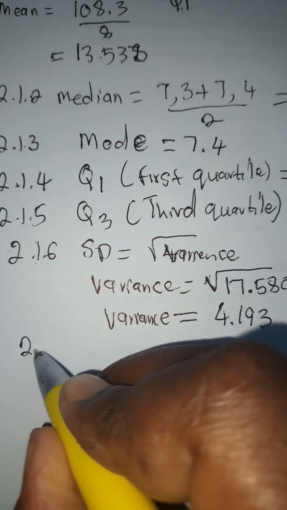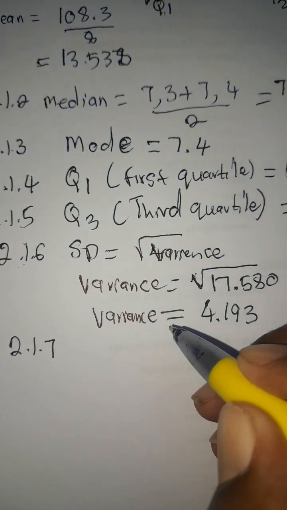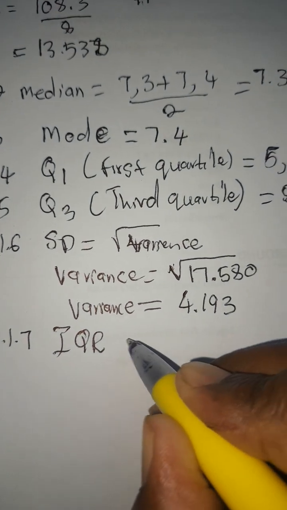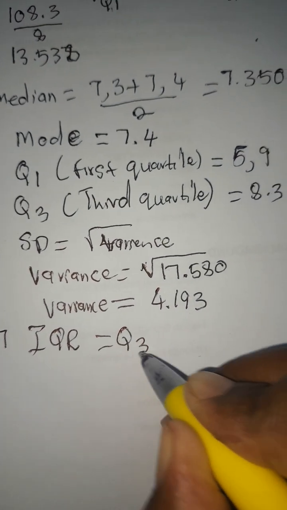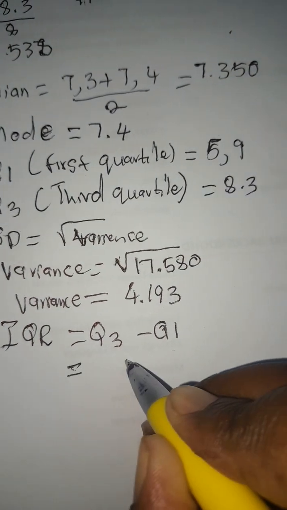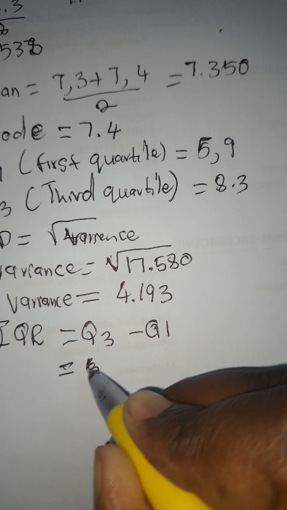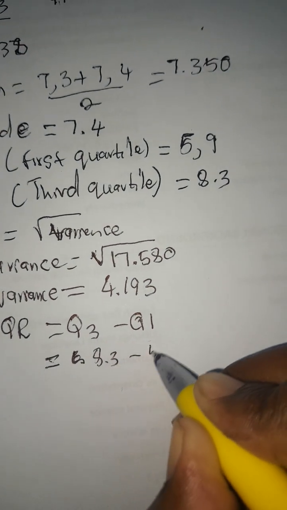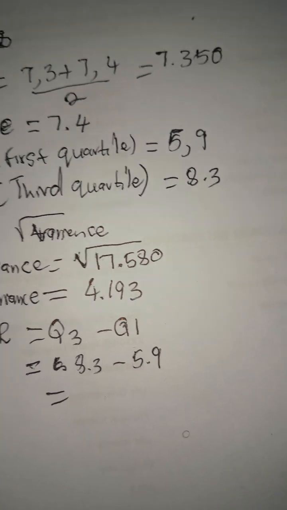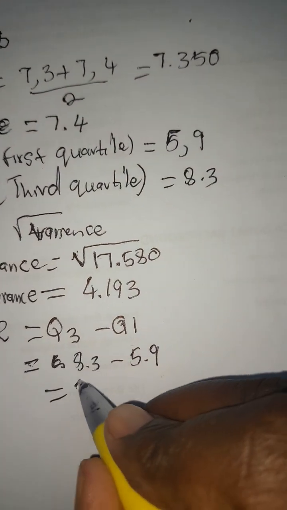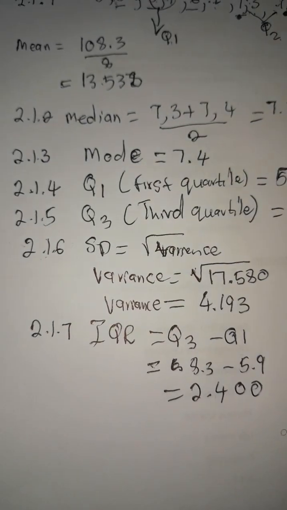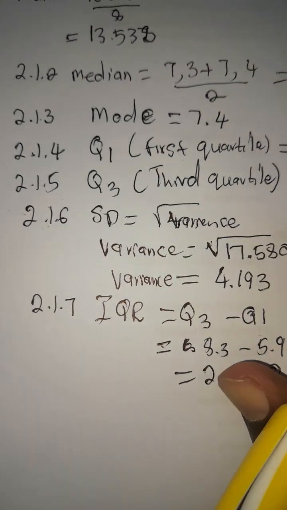Let's move to 2.1.7. Determine the interquartile range. The interquartile range, which is IQR, will be the difference between the third quartile minus the lower quartile or the first quartile. So in other words, it will be 8,3 minus 5,9. What is that? That's 2,400. Correct to 3 decimal places, right, guys?